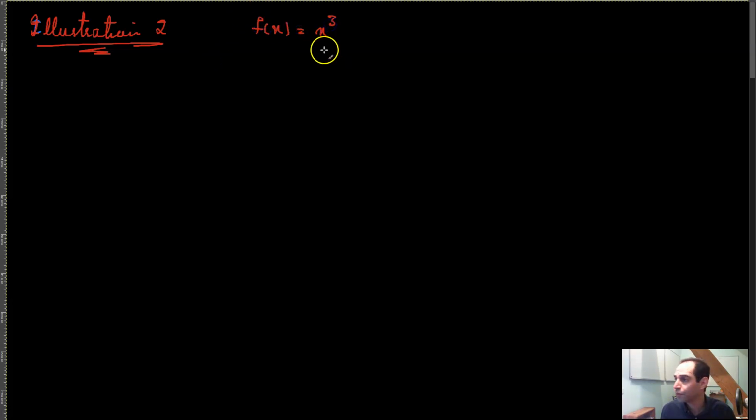Illustration number two. Let's consider the function f of x is equal to x cubed. And let's try to find the limit of this function, the limit of f of x at x is equal to 1.